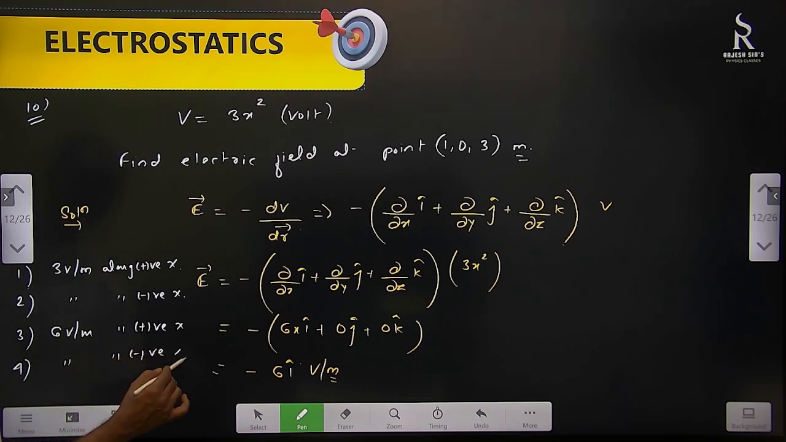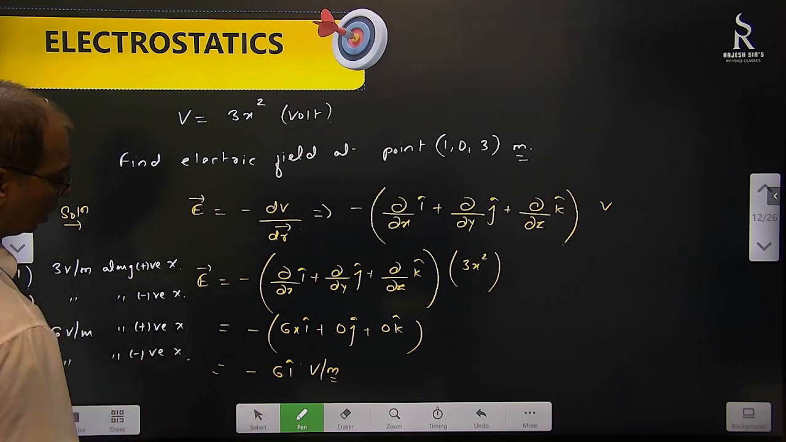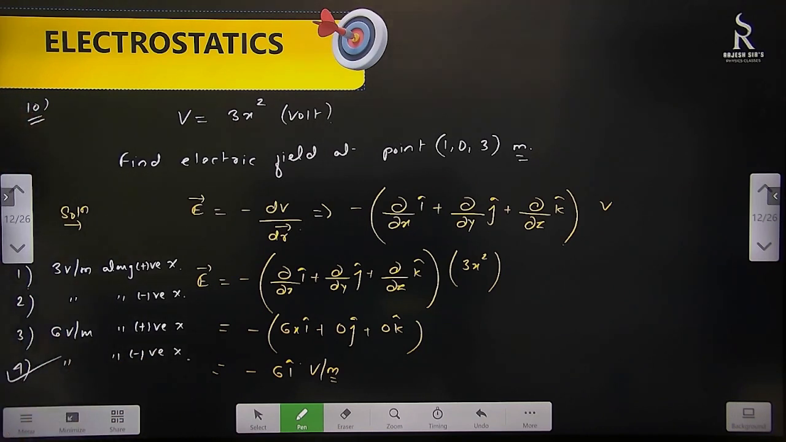What is our answer? Minus 6 i cap. That means along negative x. Our answer is fourth. Is it clear?